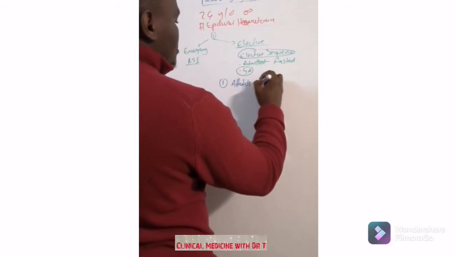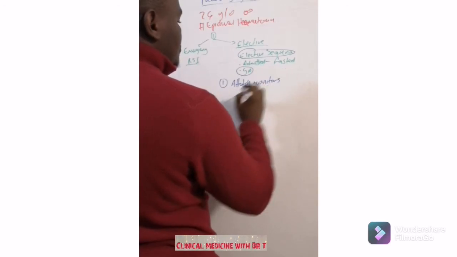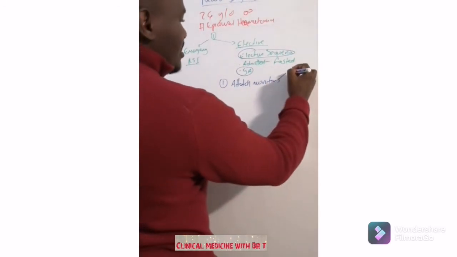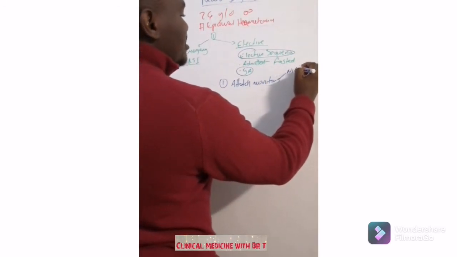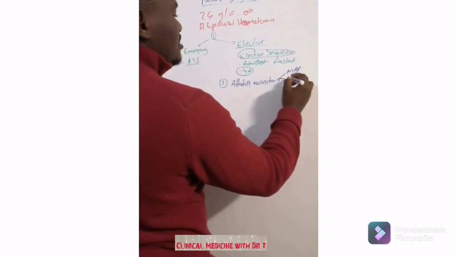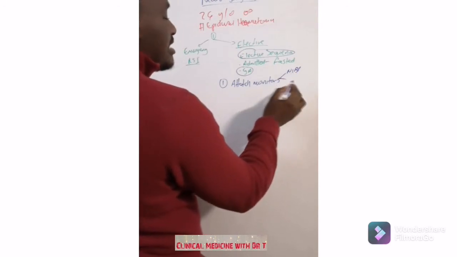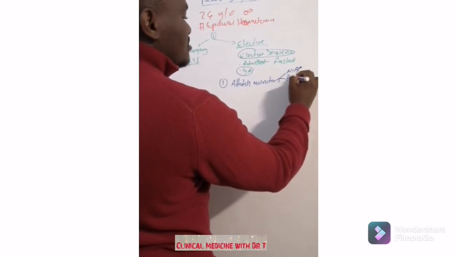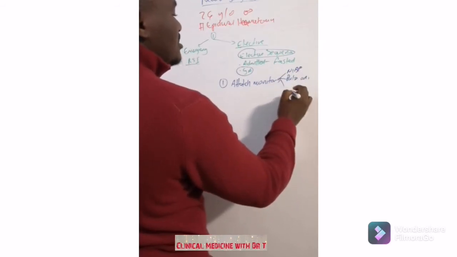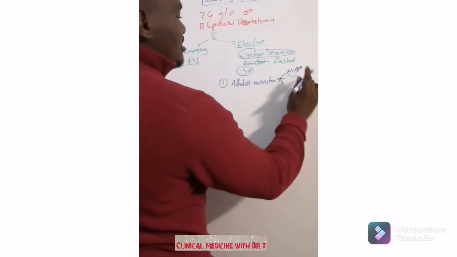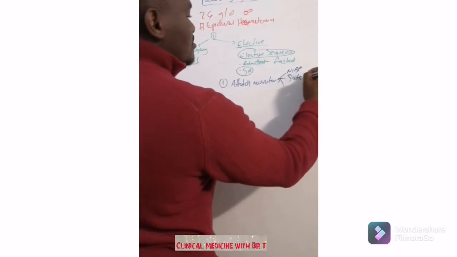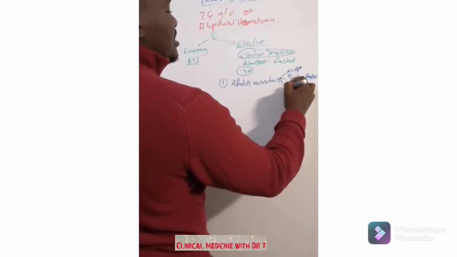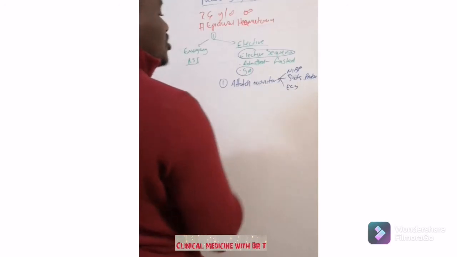Attach monitors. And the monitors that we always attach, the basic ones, is the NIBP, non-invasive blood pressure, right? Is the pulse oximeter, so just say sets probe, and then also we attach the ECG leads, ECG.